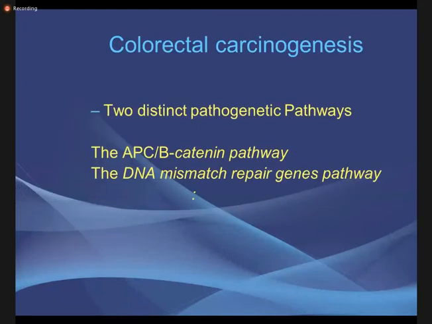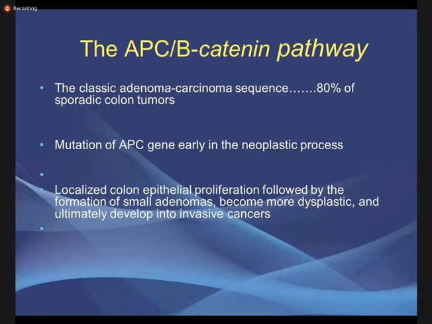Now, there are two distinct pathogenetic pathways for the causation of this cancer. Number one is the APC-beta catenin pathway, and number two is the DNA mismatch repair genes pathway. The APC-beta catenin pathway is accountable for 80% of the sporadic colon tumors. In this pathway, there is a classic adenoma-carcinoma sequence. It means that, first of all, there will be proliferation of localized colon epithelial cells, which is followed by small adenomas, which become more dysplastic, and ultimately they develop into invasive carcinoma.